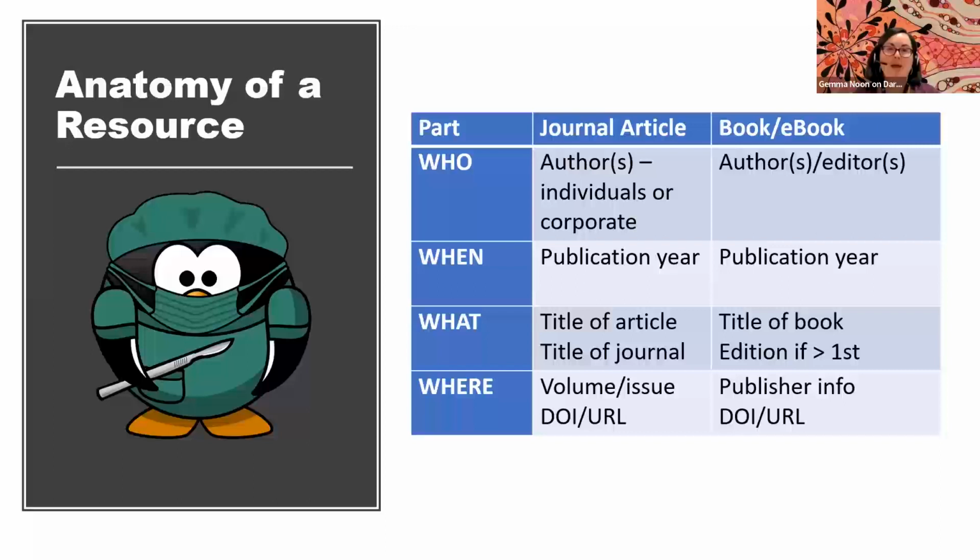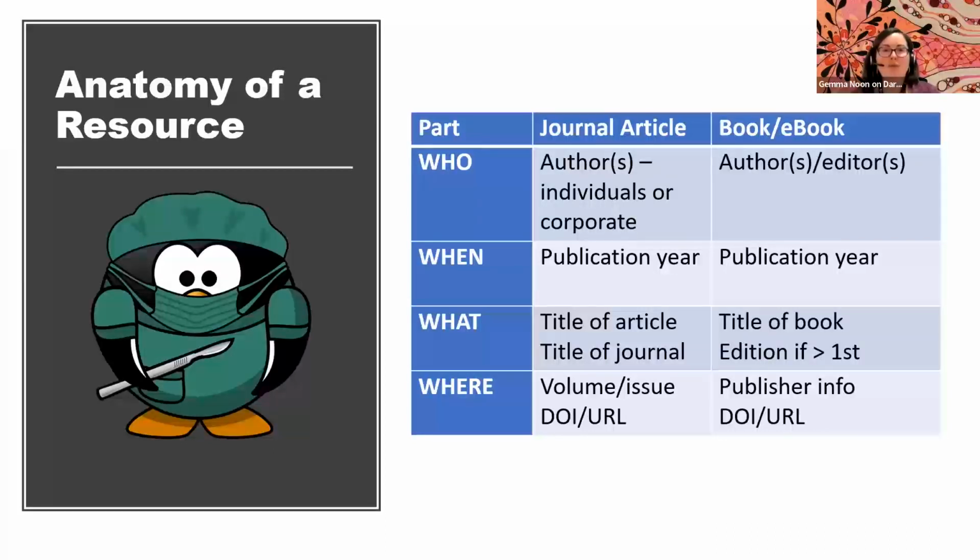So how current is that information? The what is talking about the title. So for a journal article, you're talking about not just the title of the article itself, but the title of the journal too. And for the title of a book, you also have the additional information about the edition number of that particular title, depending on if it's an edition that's later than the first edition. You always try and mention that in your citation.